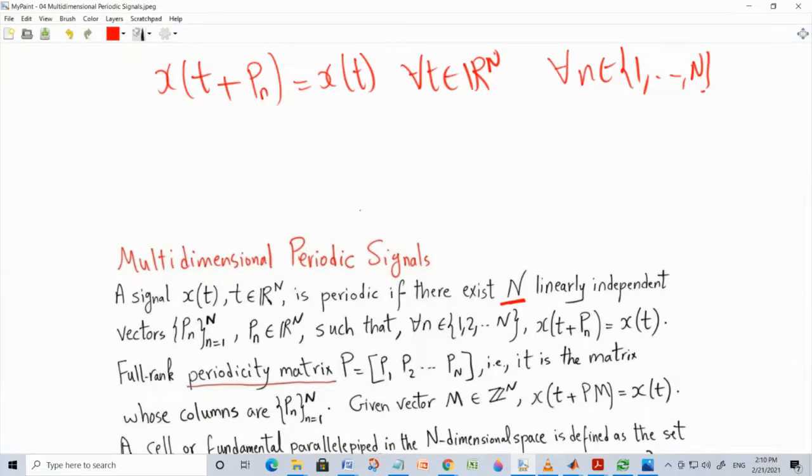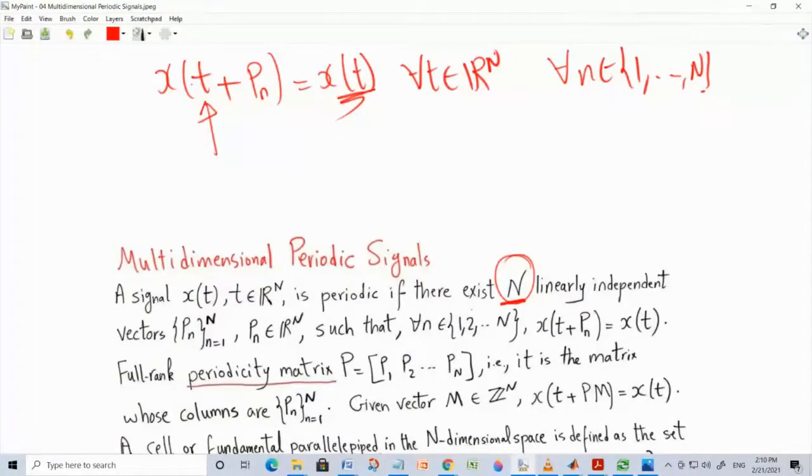So you have a periodic signal, say a two-dimensional periodic signal, if you can find two linearly independent vectors, and I will give you examples shortly, such that if you are at a point in the two-dimensional space, or generally in the n-dimensional space, and you move along one of those n linearly independent vectors, you go to a value of the function that is exactly equal to x of t. So x of t plus Pn is equal to x of t. This should be true for any one of those n linearly independent vectors.